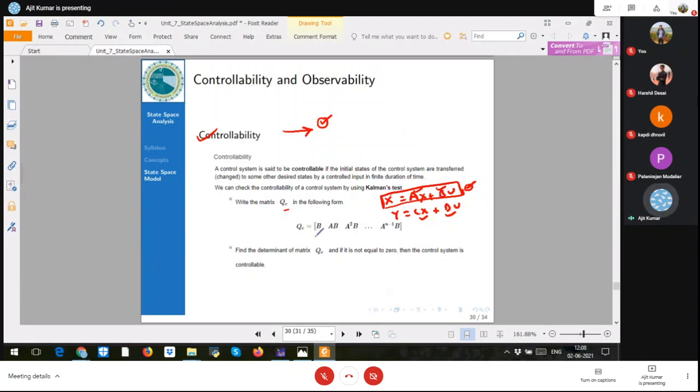So QC is written as B, AB, A square B, up to A to the n minus 1 B. If your A matrix is of order 3 cross 3, then you write B, AB, A square B. That's all, that is only for a 3 cross 3 matrix. Okay. Now how to find the controllability of the system? Find the determinant of QC. This matrix will become a square matrix, and if its determinant is not equal to 0, then the control system is controllable.